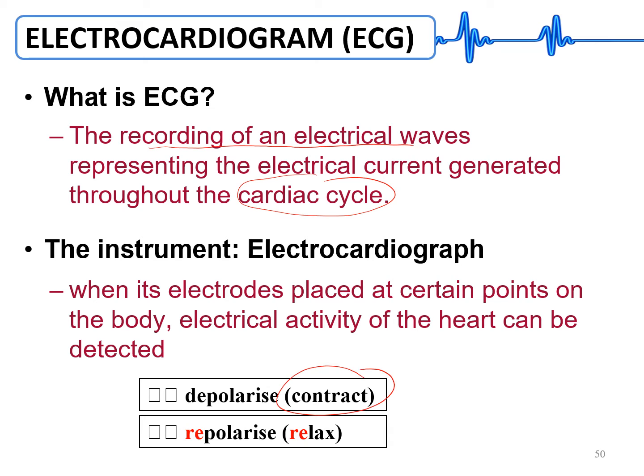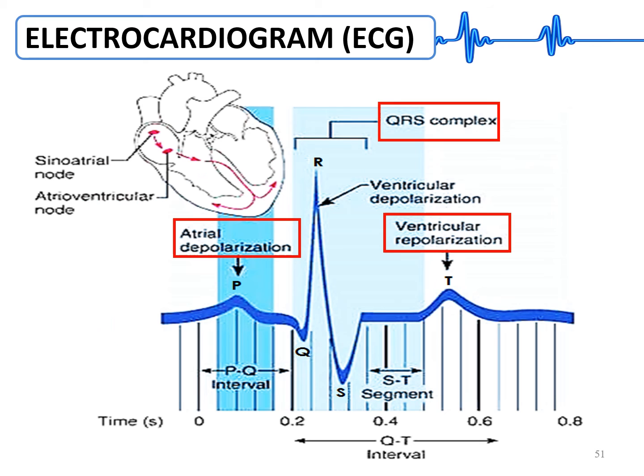During contraction, when we talk about impulse, it is associated with the words depolarization and repolarization. When the muscle depolarizes, it means that the muscle is contracting. Repolarization, the muscle will be relaxing. So in terms of electrical activity, we use the words depolarization and repolarization.